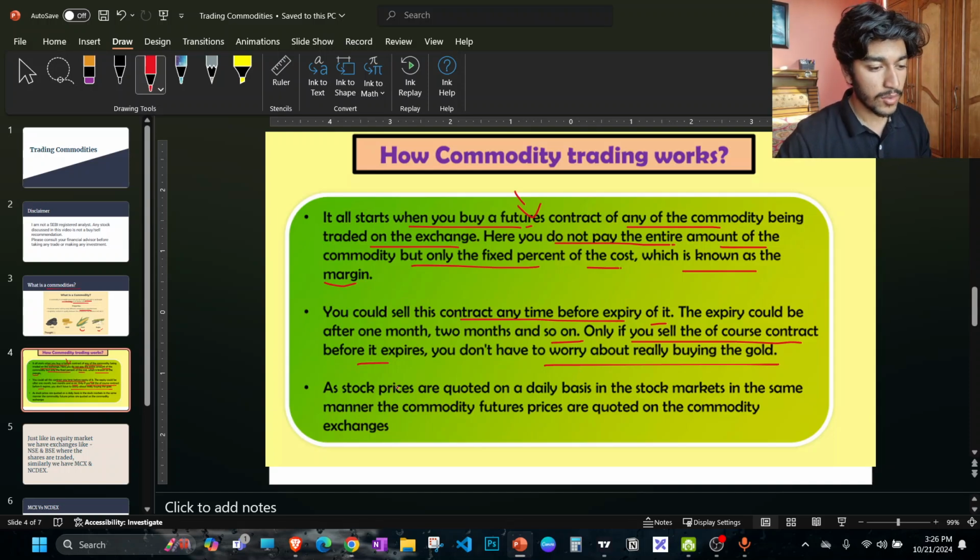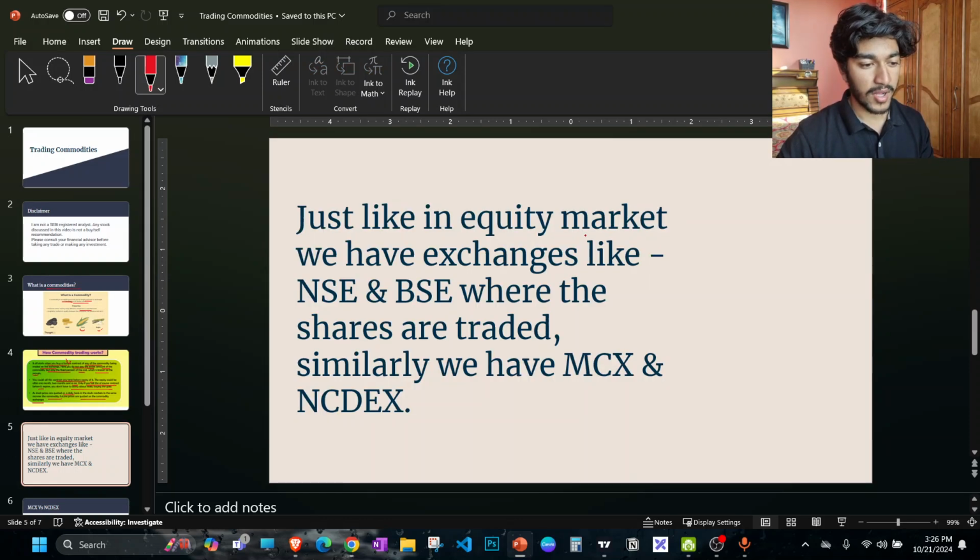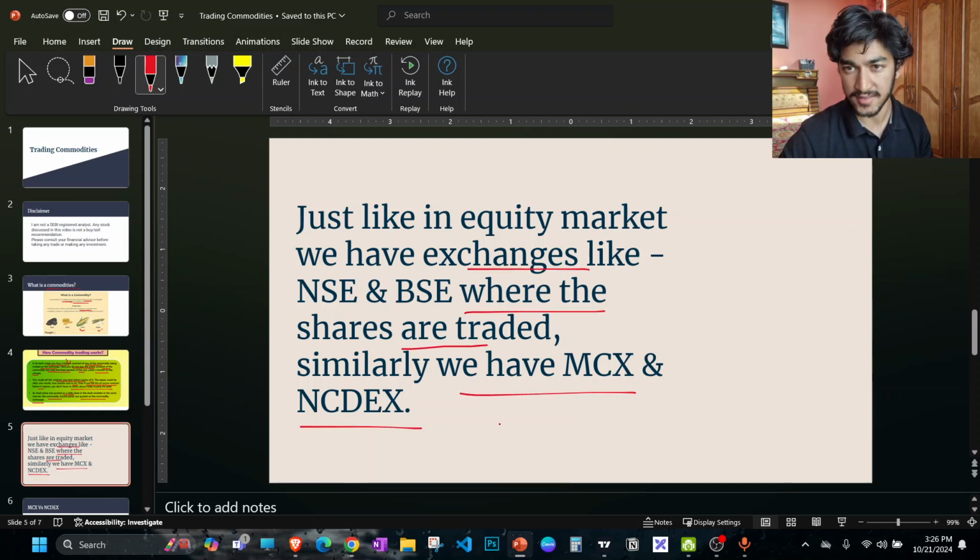Continuing, as stock prices are quoted on a daily basis in the stock market, in the same manner, commodity futures prices are quoted on the commodity exchanges. Just like we have fluctuation in stock prices every single day, similarly, we have fluctuation of prices in the commodity market as well. Just like in the equity market we have exchanges like NSE and BSE where shares are traded, similarly we have MCX and NCDEX where the commodities are traded.